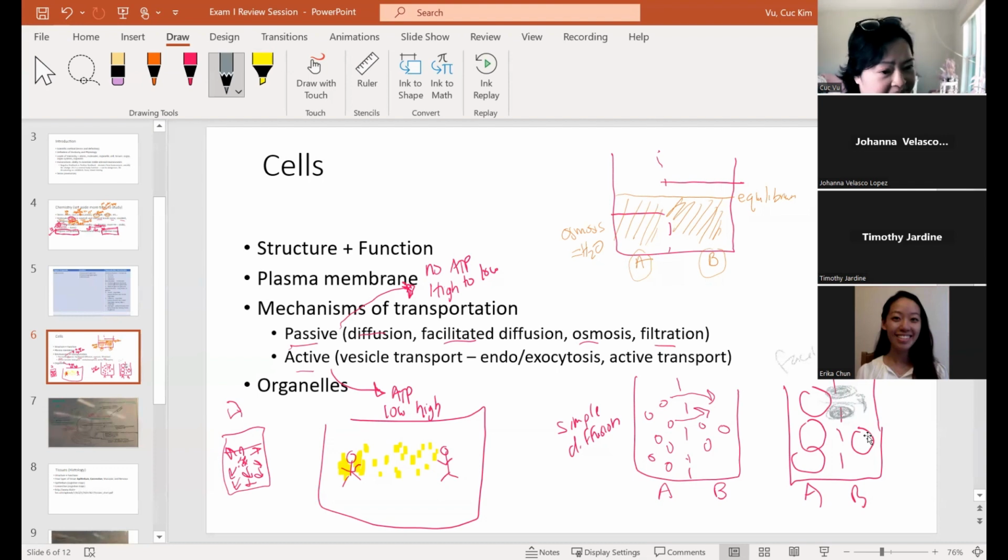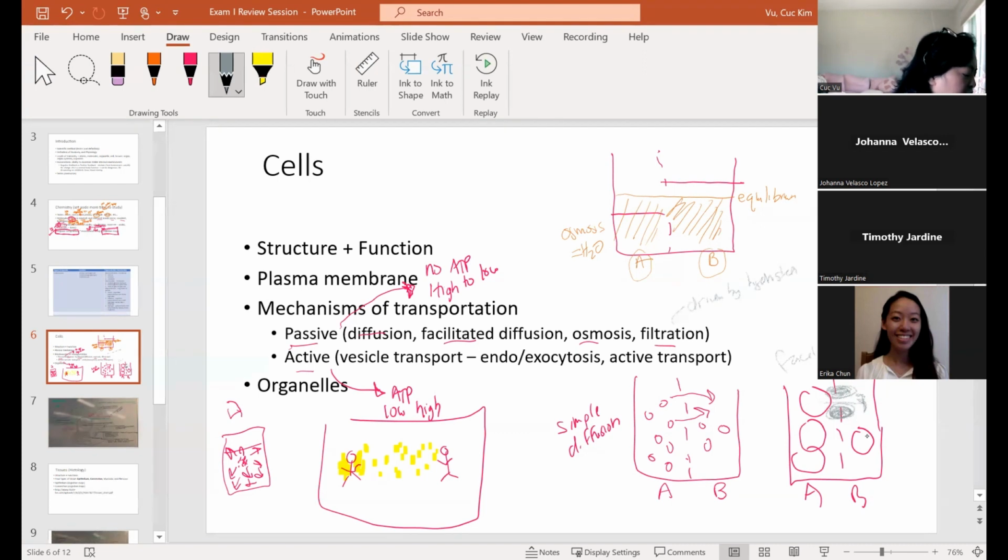And filtration, we haven't gone over, right? Nope. So let's do that. Filtration is driven by hydrostatic pressure, in other words, water.